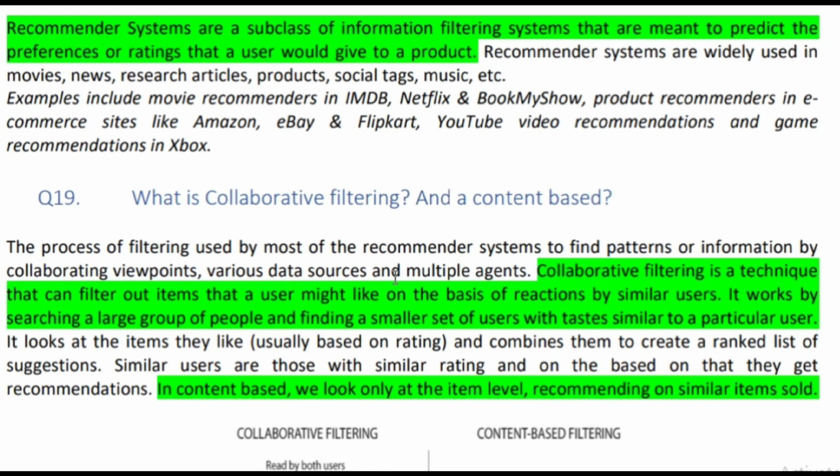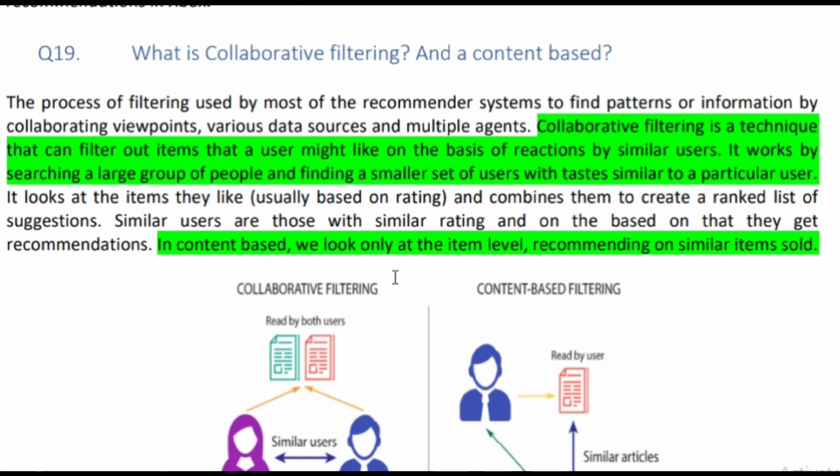Question number 18. What are recommender systems? Recommender systems are a subclass of information filtering systems that are meant to predict the preferences or ratings that a user would give to a product. Recommender systems are widely used in movies, news, research articles, products, social tags, music, etc. Examples include movie recommenders in IMDb, Netflix, and BookMyShow, product recommenders in e-commerce sites like Amazon, eBay, and Flipkart, YouTube video recommendations, and game recommendations in Xbox.